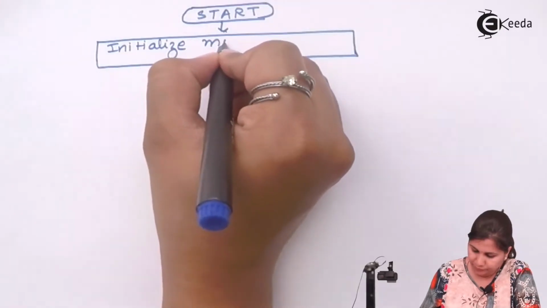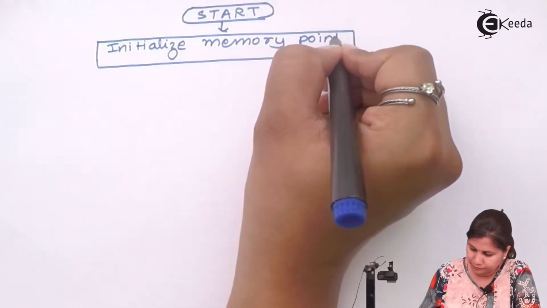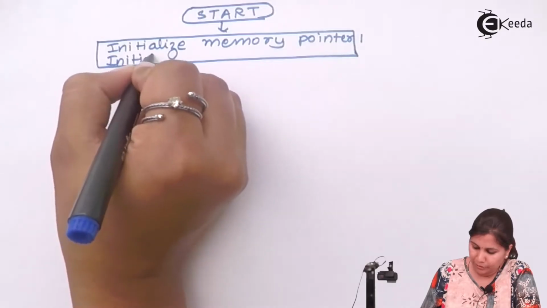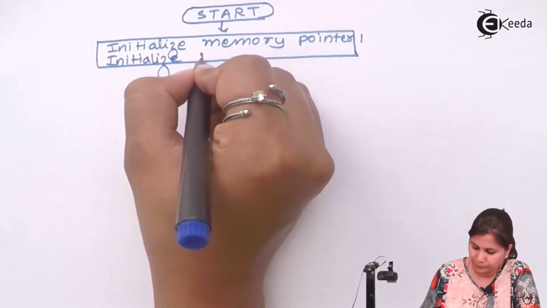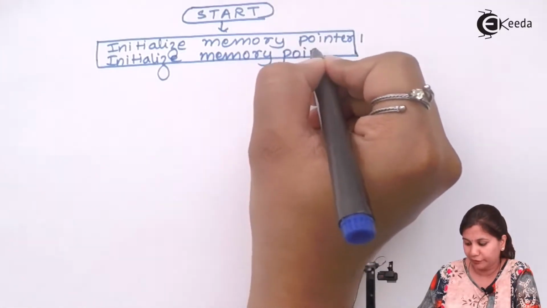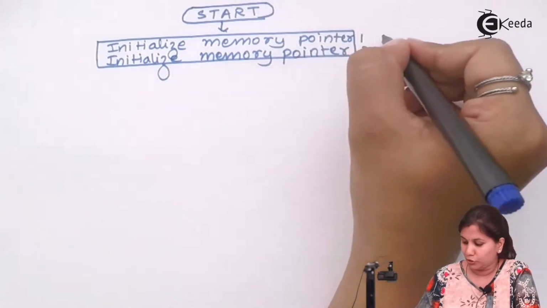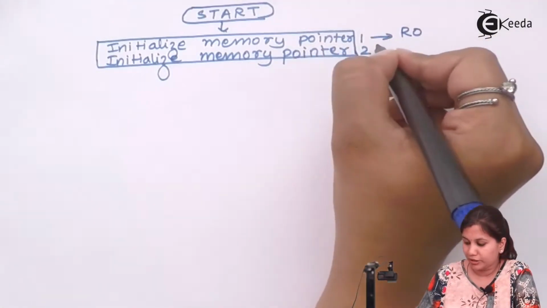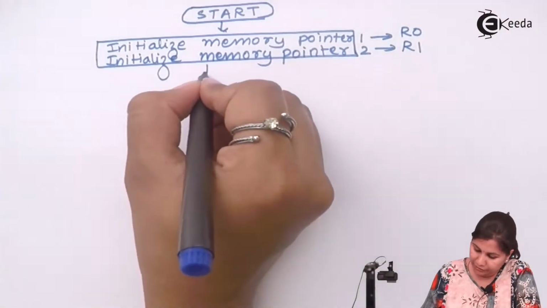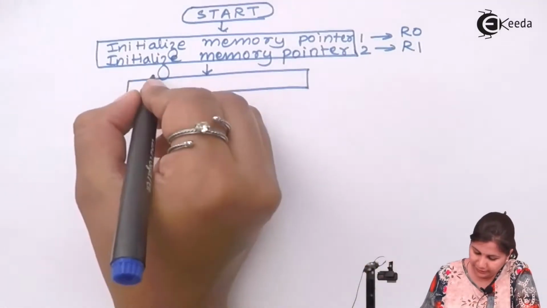Initialize memory pointer 1 and initialize memory pointer 2. Because for source we need a different memory pointer, for destination we will need a different memory pointer. So memory pointer 1 will be our R0 register and memory pointer 2 will be our R1 register. After that we have to initialize our counter, that there are 10 numbers.